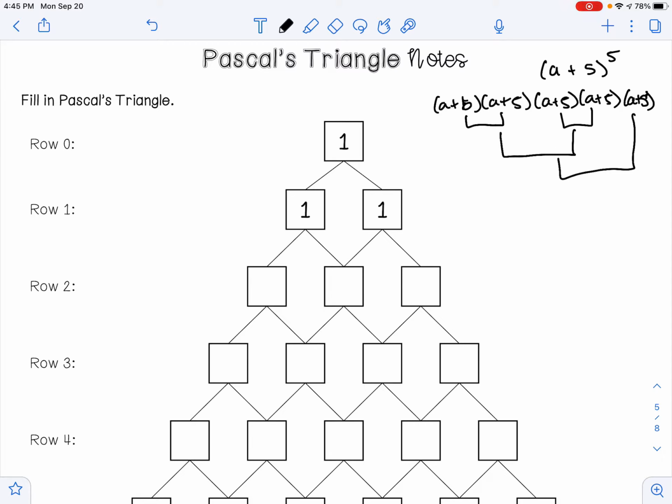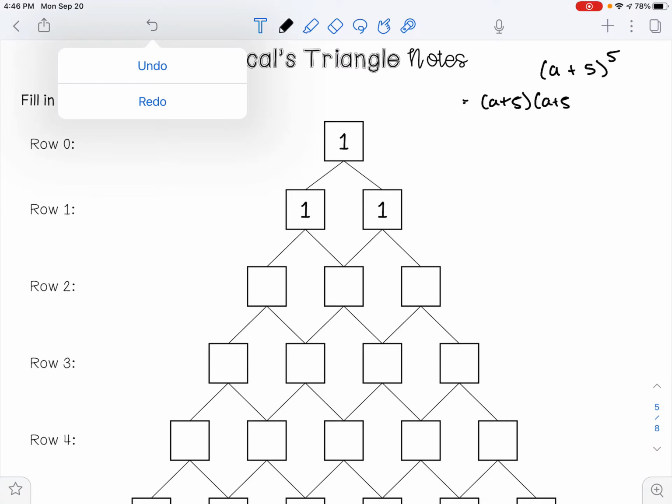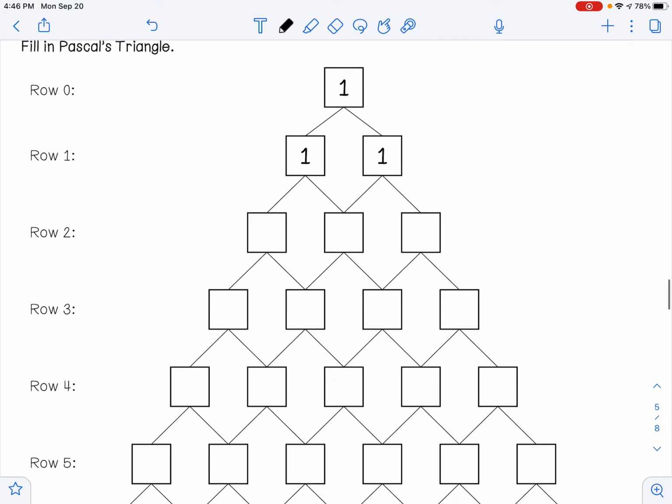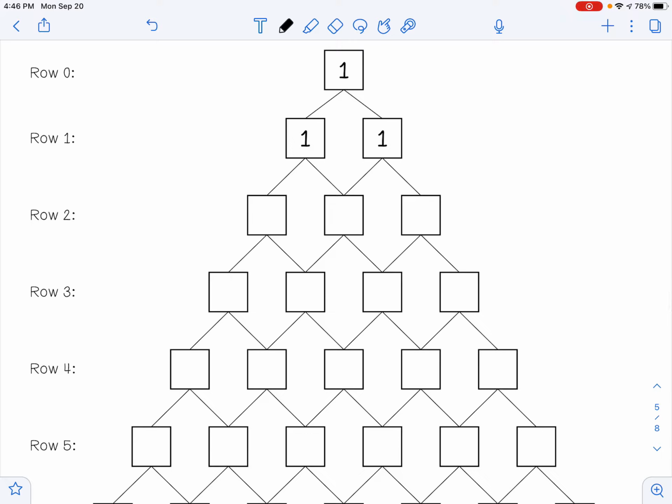And so Pascal's triangle and binomial theorem is something really cool because it takes away a lot of that work and having to be able to do all of those things. So this is Pascal's triangle. And what Pascal's triangle is, it's the coefficients of our binomials. And I'll show you what that means here in a little bit. But what I want to do is show you how Pascal's triangle works.